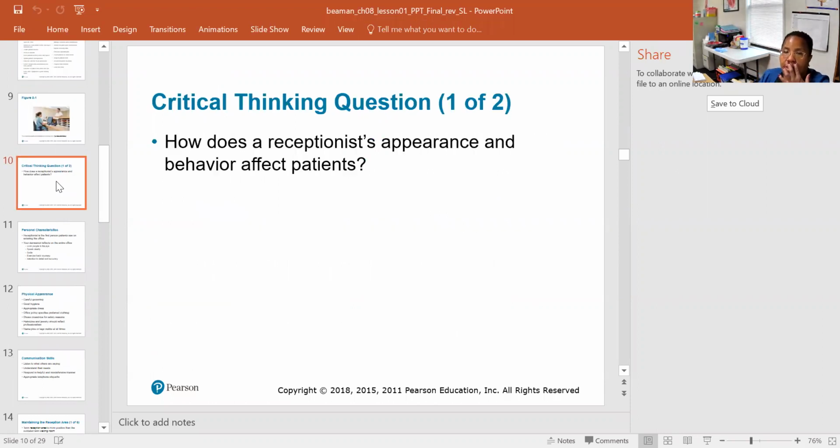Critical thinking question. How does the receptionist's appearance and behavior affect the patient? Can somebody answer that for me? How does your appearance and behavior affect a patient?